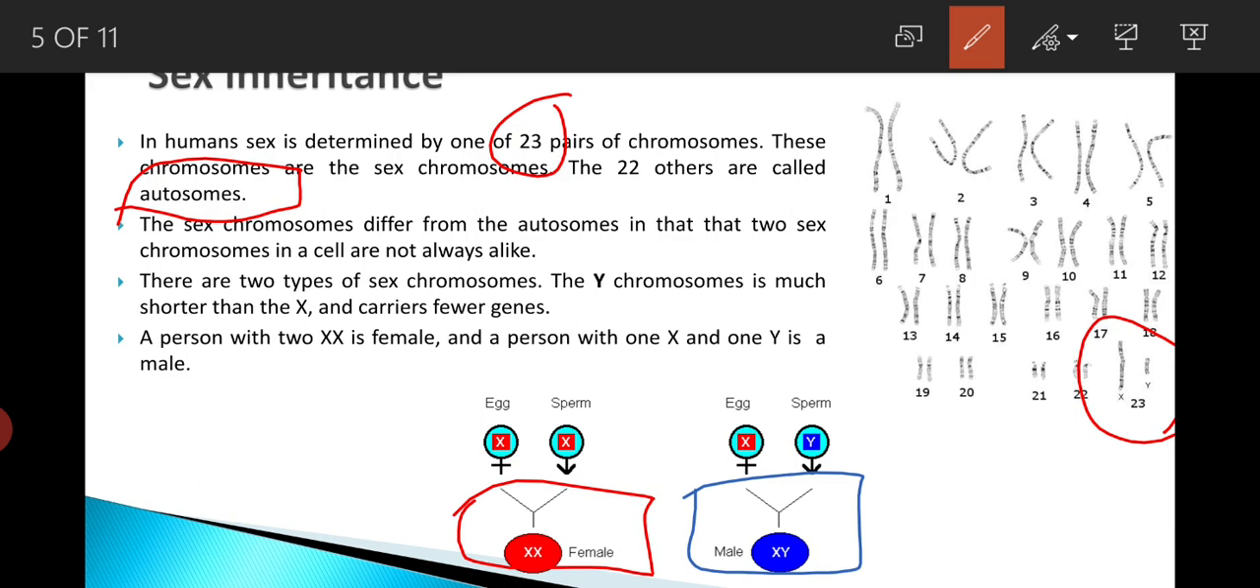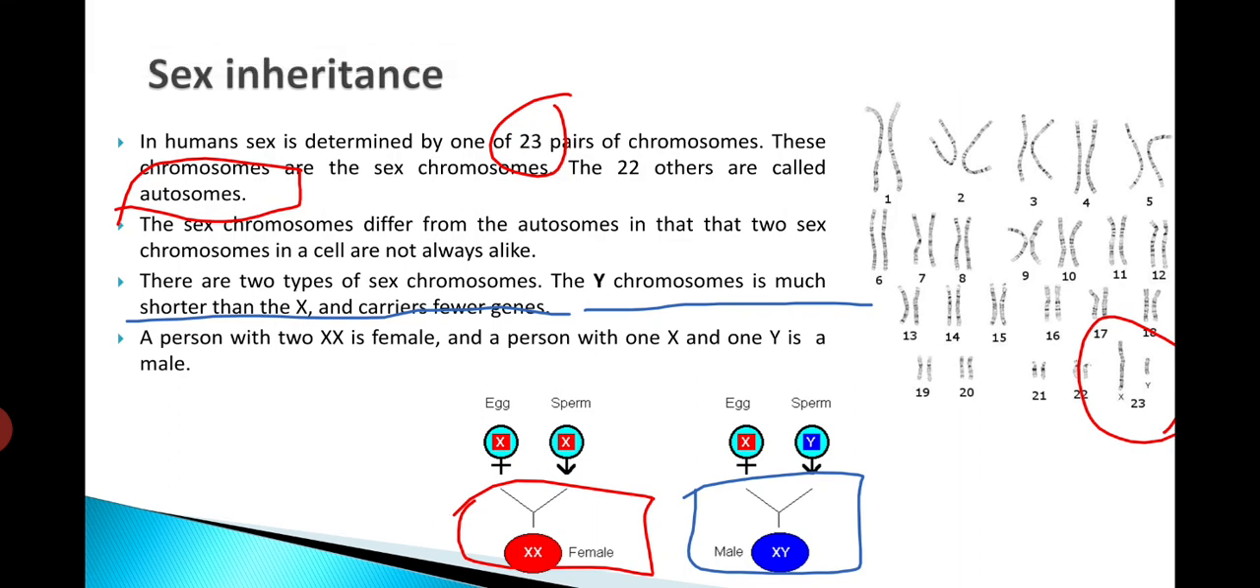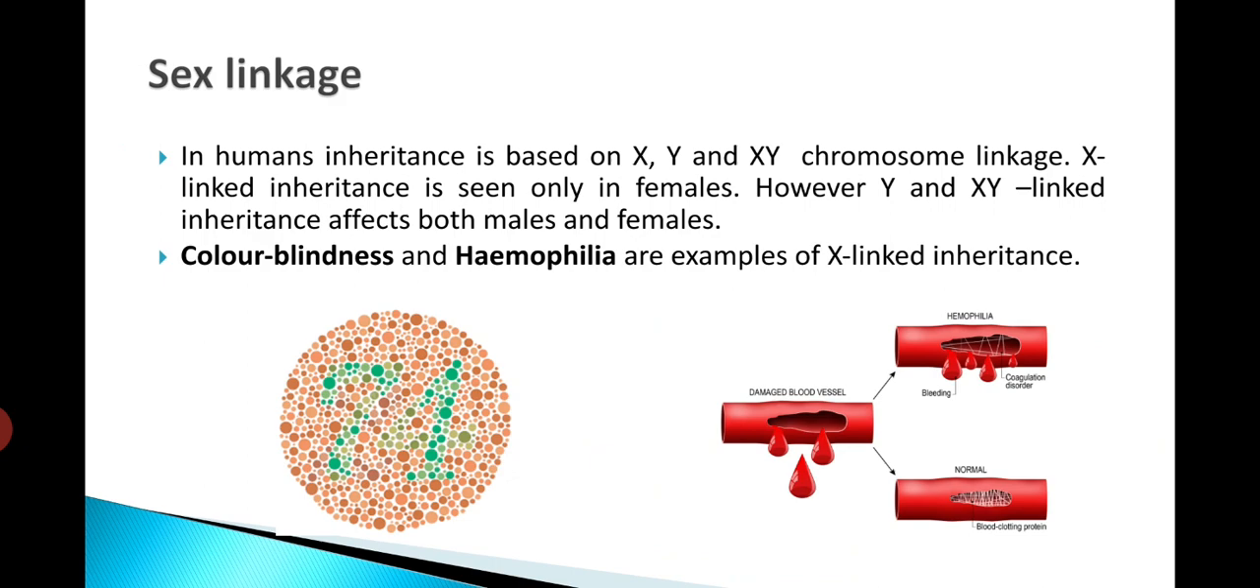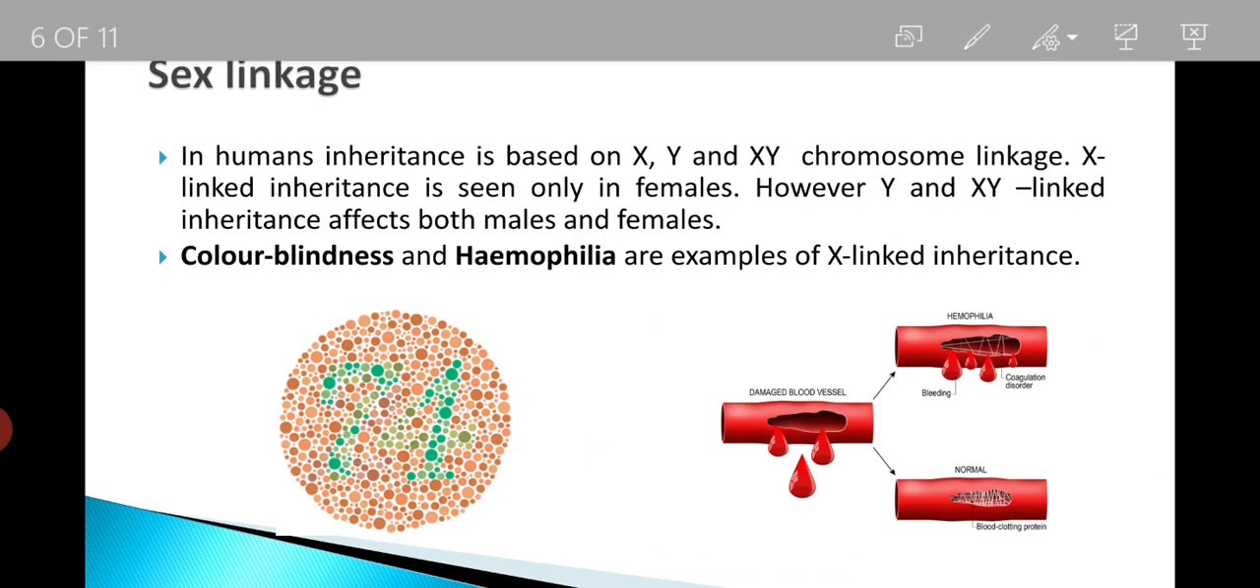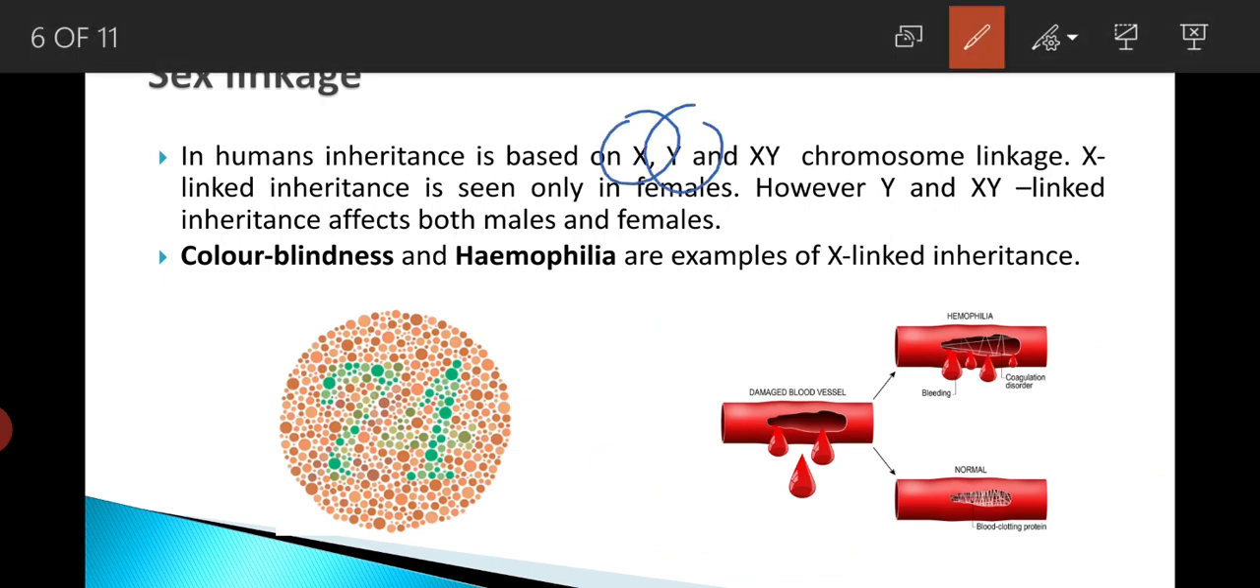The Y chromosome is much shorter than the X chromosome and carries fewer genes. Now let's see which kinds of disorders are inherited through sex inheritance or sex chromosomes. So we have sex linkage. In humans, inheritance is based on XY chromosomes linkage.